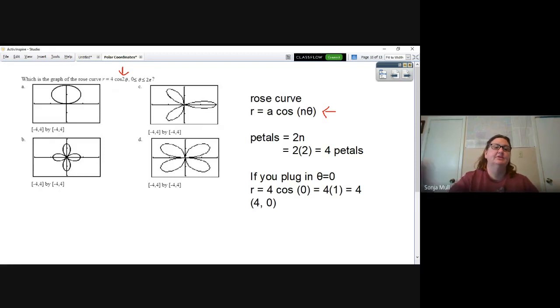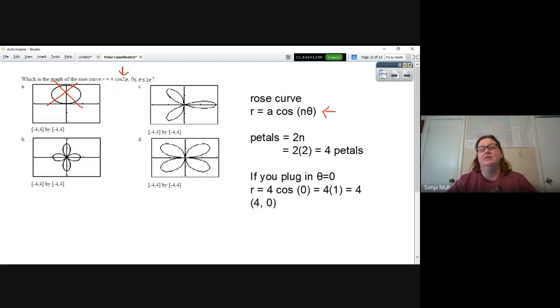We need 4 petals. So A does not have any petals. That is not really a rose curve. C has 3 petals, so it's not C. So it's B or D. Okay, it's one of those two. Now, the next thing we've got to figure out is, is this a cosine? One of these is 4 cosine 2 theta, and the other one is 4 sine 2 theta.